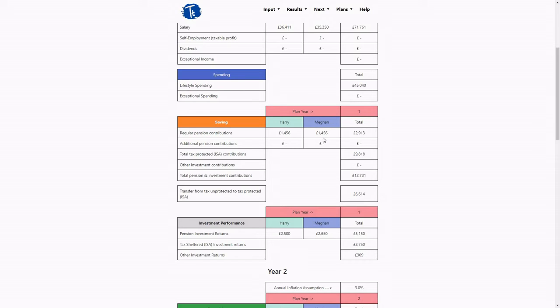Remember that your plan uses long-term averages for things like investment returns, so the actual returns in any 1 year are likely to be different, but at least you have an average figure that you can compare against to know if it has been a good or a bad year compared to your plan.